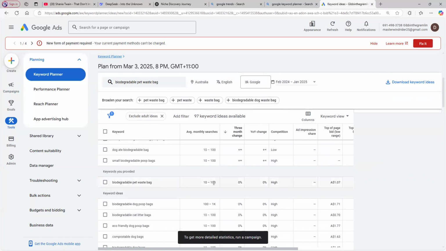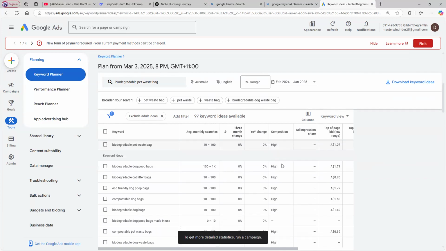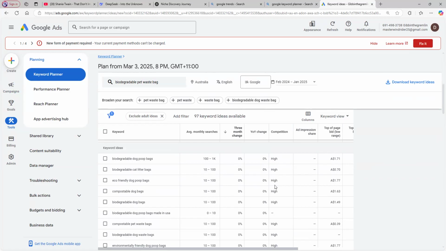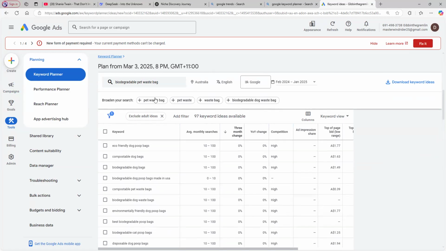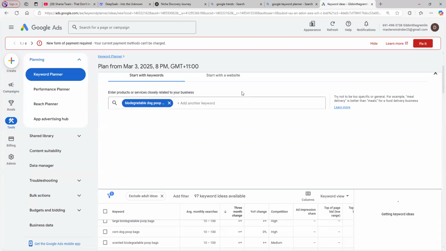Let's see here. So there's 10 to 100 people. Not that great, but there is a high chance of people using and whatnot. And as you can see, the search isn't that great. So let's just come up to here and paste that back in there. But we are going to go with dog poop bags and see what it comes up with.